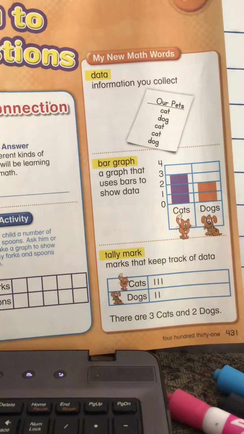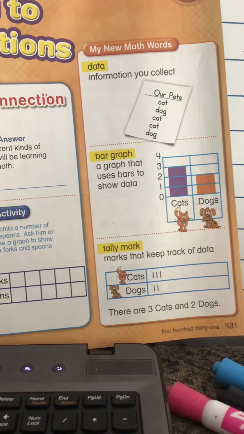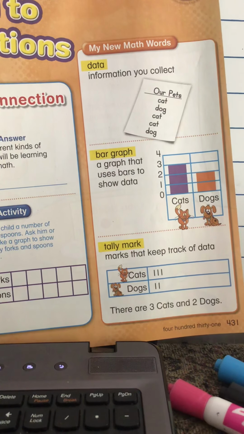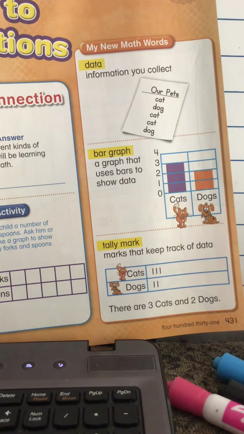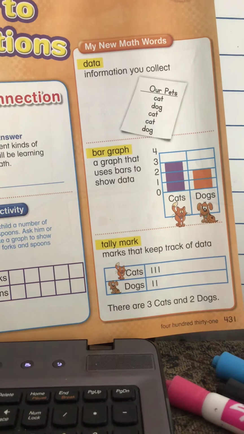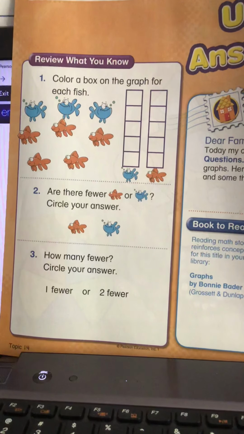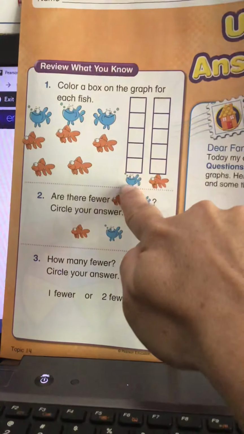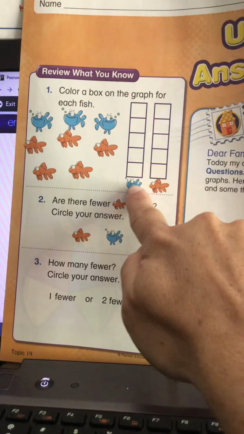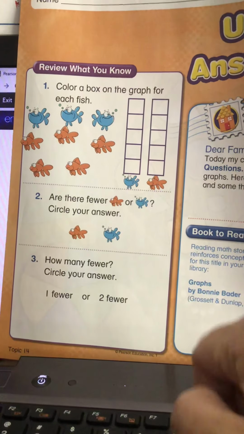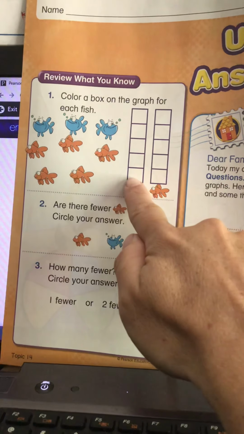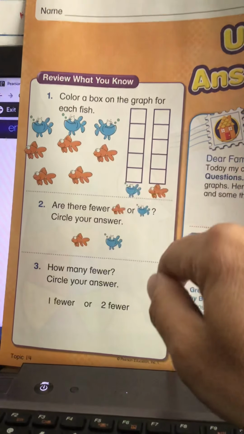Data is the information. Bar graph is a graph that uses bars to show data. And tally marks, marks that keep track of data. On this side are some questions that we can answer. Color a box on the graph for each fish. So when we look at the graph, we are putting blue fish on this side and orange fish on this side. Remember, we start at the bottom and we don't skip any boxes as we go.